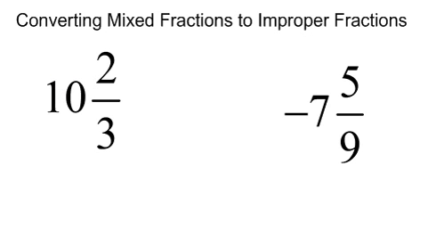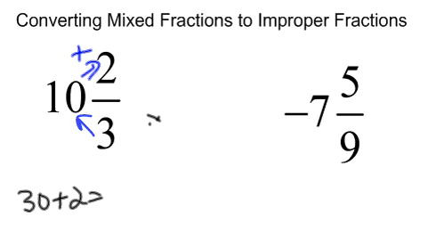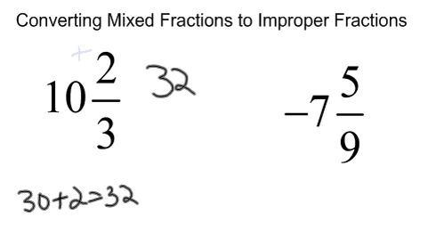So, let us continue. It's going to be real simple to convert a mixed fraction to improper. It's going to be the denominator times the whole part plus the numerator. And then you keep the same denominator. So here we're going to do 3 times 10 is 30, plus 2 is 32. And like we said, we're going to keep the same denominator. So 10 2/3 is equivalent to 32/3.